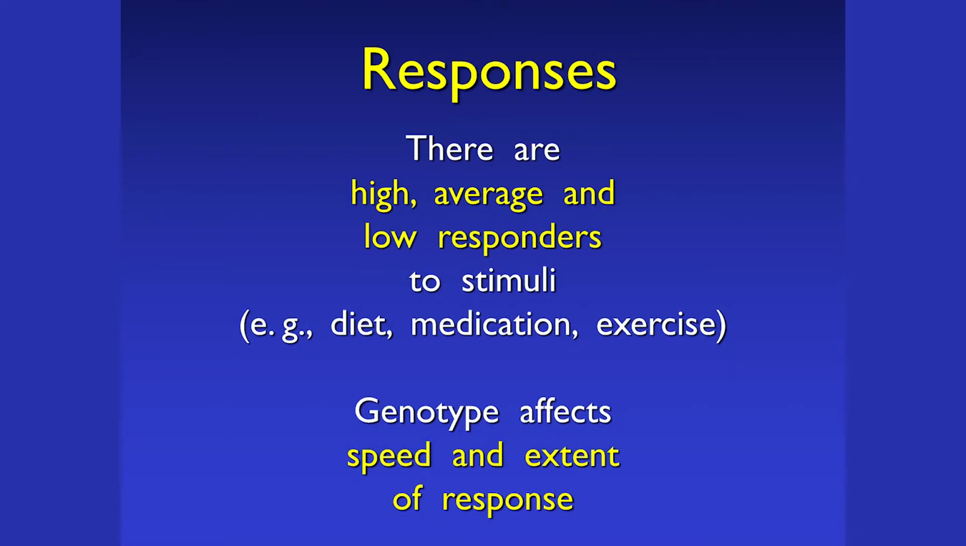So the genotype not only affects how you respond, how much you respond, but how fast you respond. So some people will lose weight, for example, and lose a lot right away. Others take a long time. Same thing with training. Some people improve greatly, and some people don't improve very much, or they improve much more slowly.